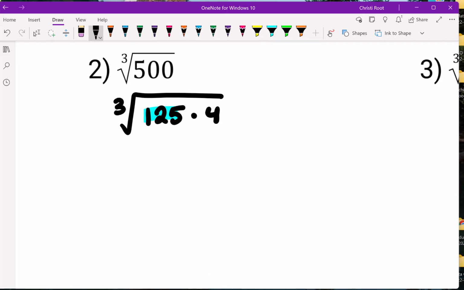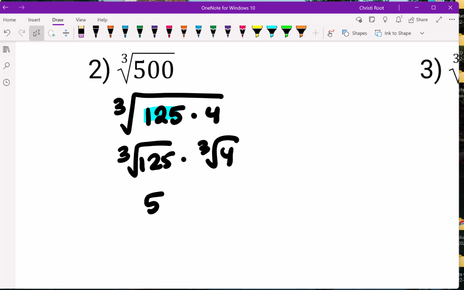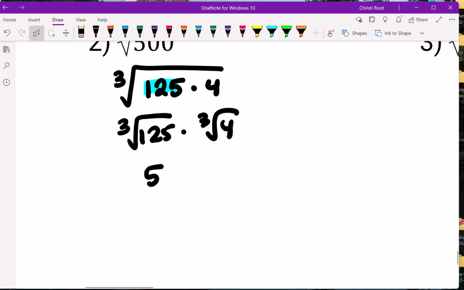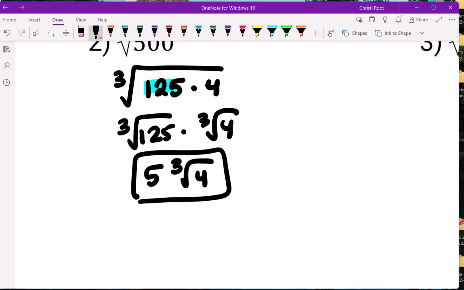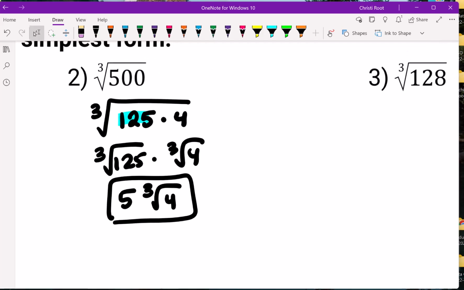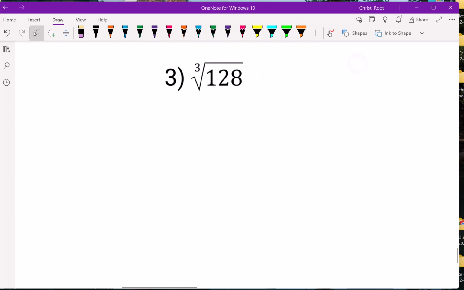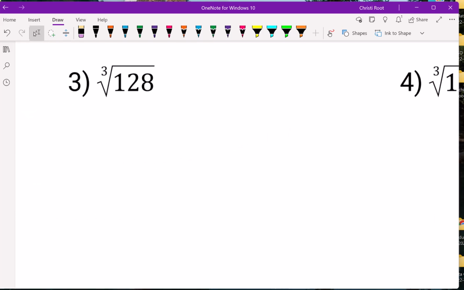So the cube root of 125 is 5. So I'm going to take that and write 5. Can I take the cube root of 4? No. So I'm just going to leave it cube root of 4. And that's exactly what your Delta Math wants you to put in. So these are like little clues, little mysteries, and you have to use your perfect cube to figure out which one goes into it. So take a few seconds and see what will divide into 128.